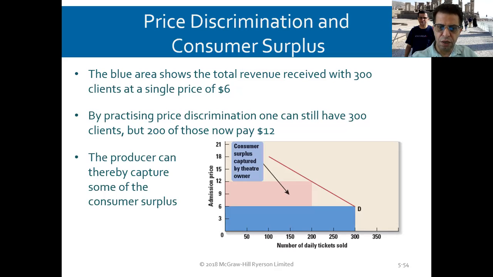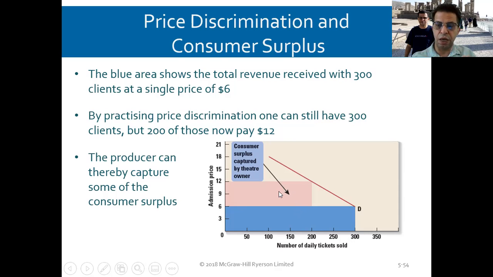So this is consumer surplus captured by a theater owner, say. So $6 to 300. By practicing price discrimination, he can still have 300 clients, at $12 and $6. So in his scheme for the $12, he managed to sell 200. And if he goes down for other people, he can manage the 300.